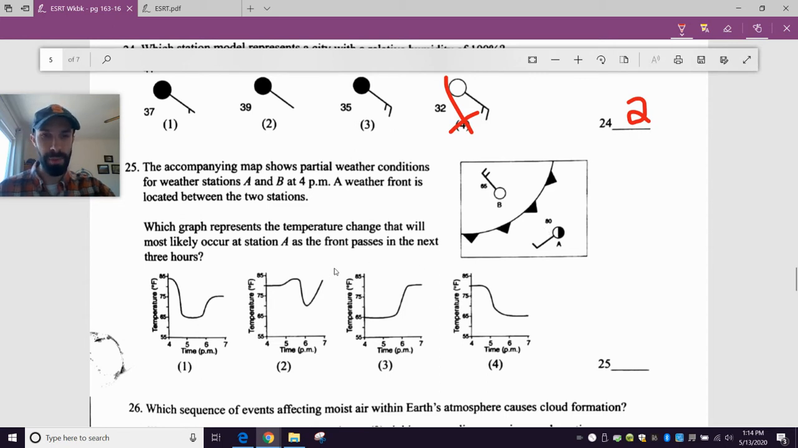So what is going to happen to the temperature? Well, it's going to drop, right? As soon as that cold front gets there, it's hot, it's hot, it's hot, it's going to cool right down, okay? Presently, it's at 80 degrees Fahrenheit, so it can't be choice number 1 because that's starting at 85. Can't be choice number 3 because that's starting at 65. It's cooling down. It's going to stay cold, okay? So that's going to be number 4 for our choices.